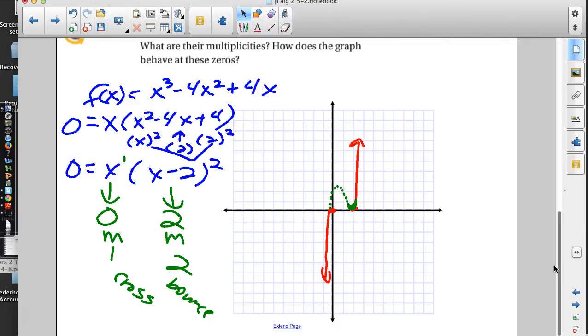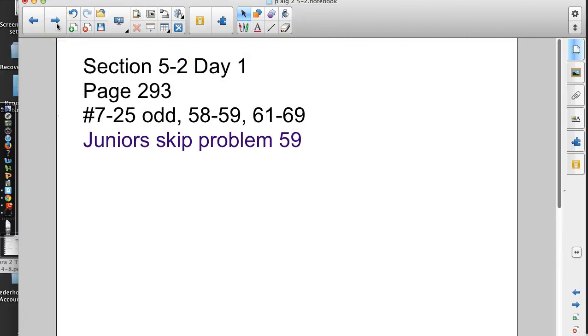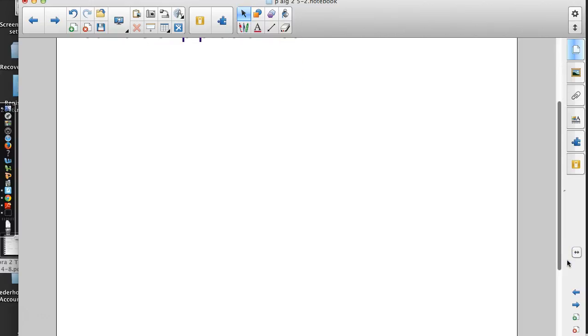So for this part of the objective, which is, do you understand when something's going to bounce or when something's going to cross? You know the difference between the bouncing and the crossing. All right, so always check the powers again. That's going to tell you. And I am changing the assignment, so don't write down any of the blah, blah, blah that's up here, so that we are only working on the stuff that we covered today.